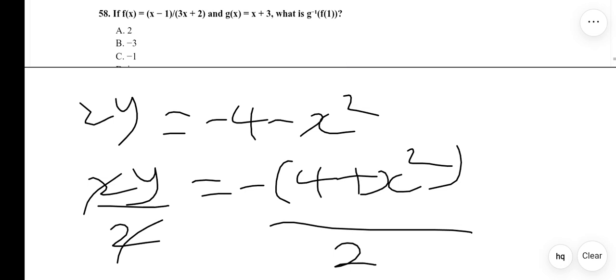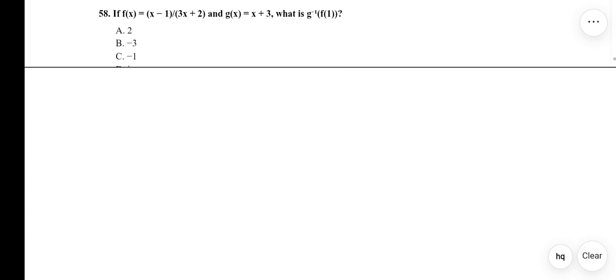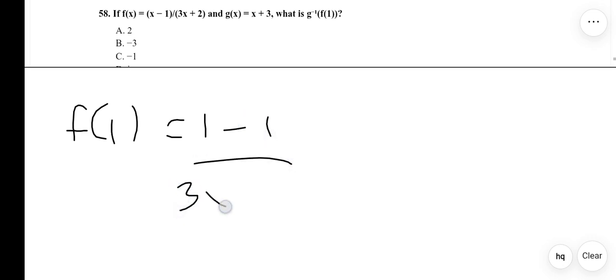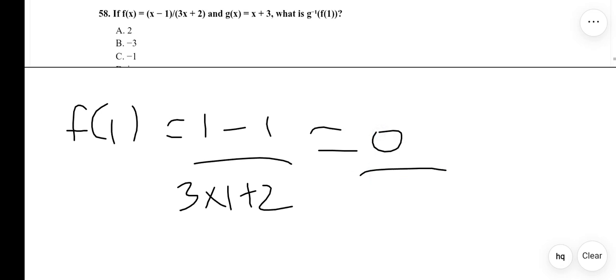So first of all, where is my f of 1? To get my f of 1, I'll replace my x with 1. So that will be 1 minus 1 all over 3 times 1 plus 2. So 1 minus 1 is 0, 0 all over whatever I got here, 3 times 1, 3 plus 2, 5. 0 over anything is still 0.